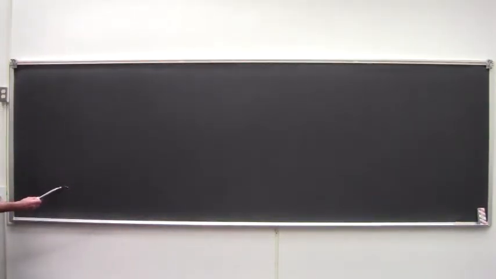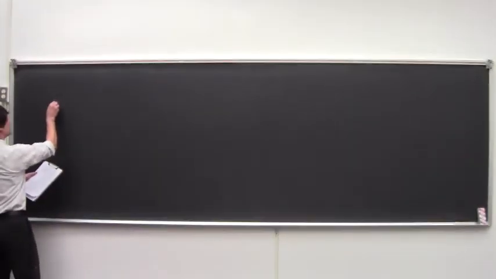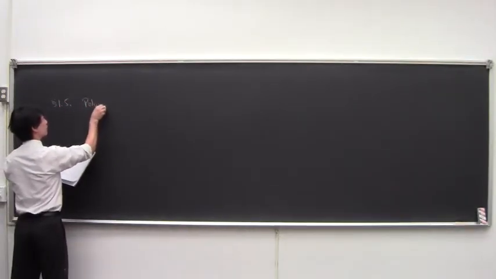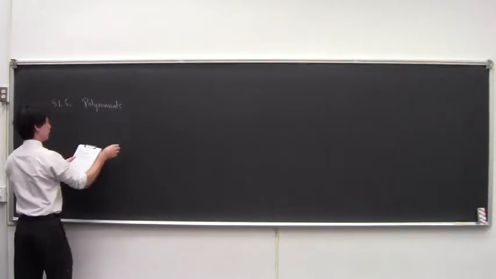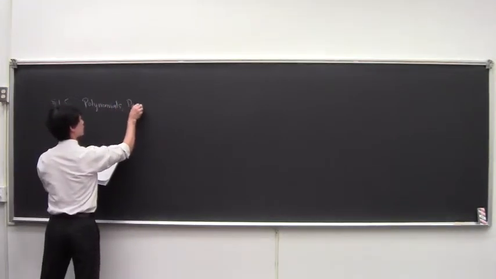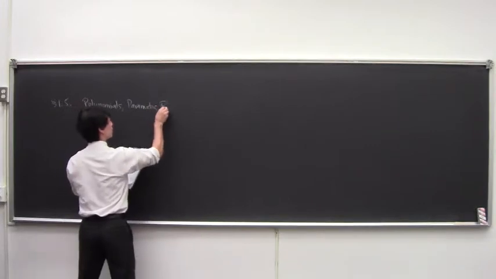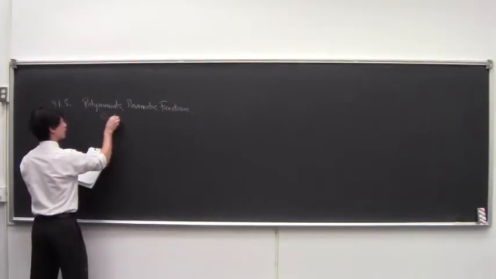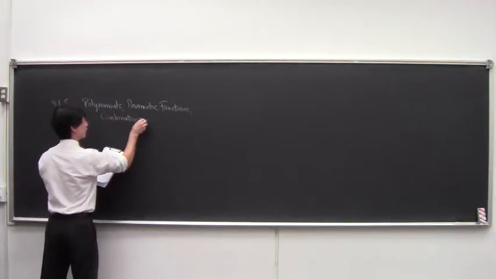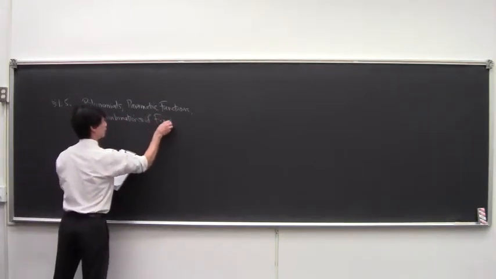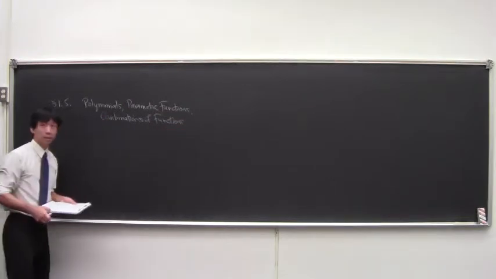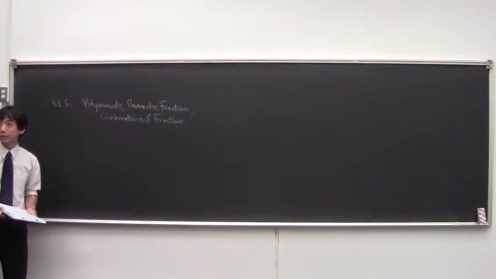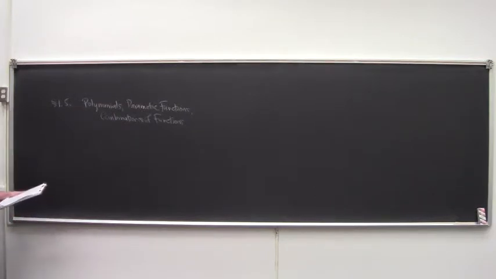Okay, so section 1.5 is about polynomials, parametric functions, and combination of functions. Okay, so these are things that you've probably seen before, but we're going to emphasize a few ideas, just to make sure that you have these ideas.